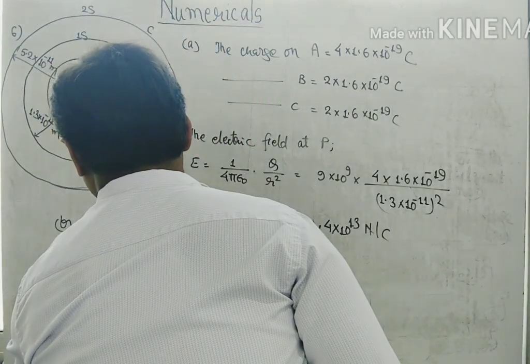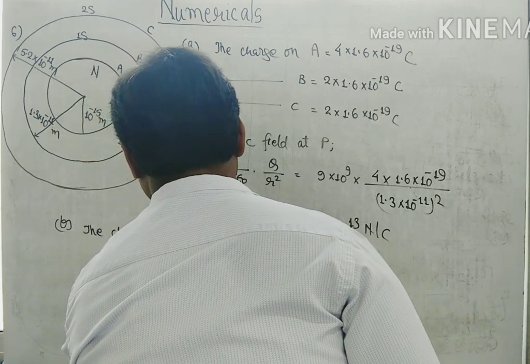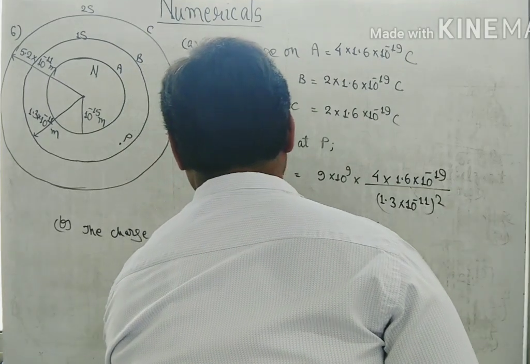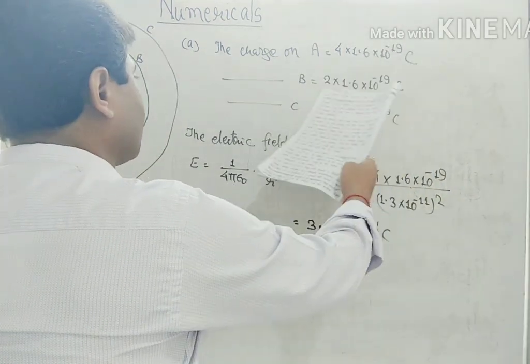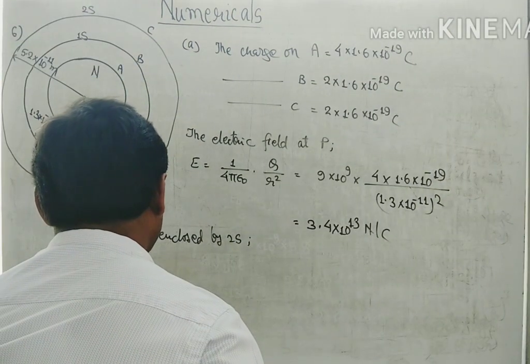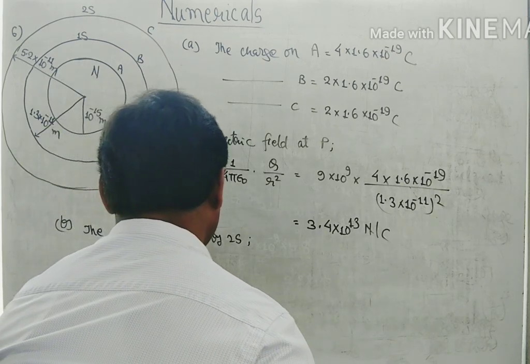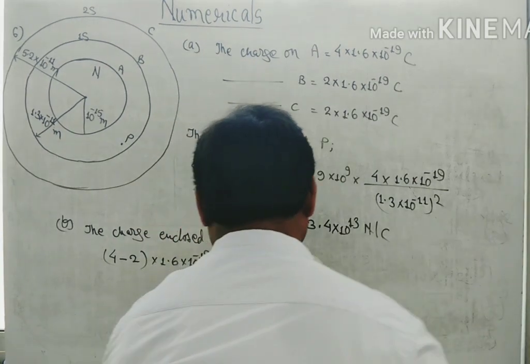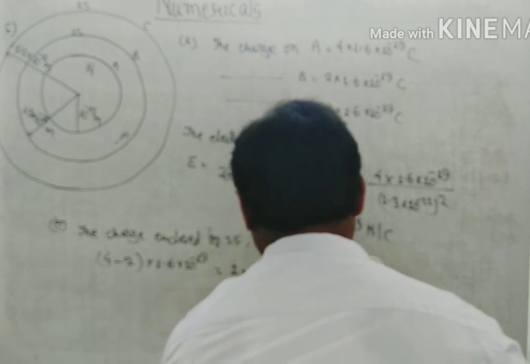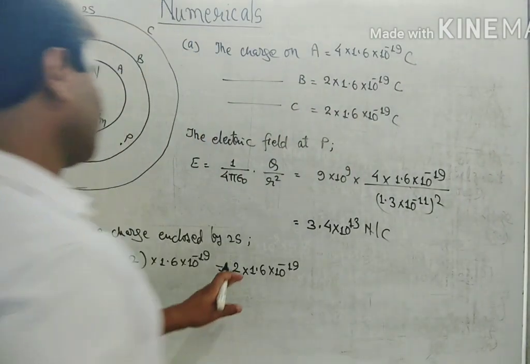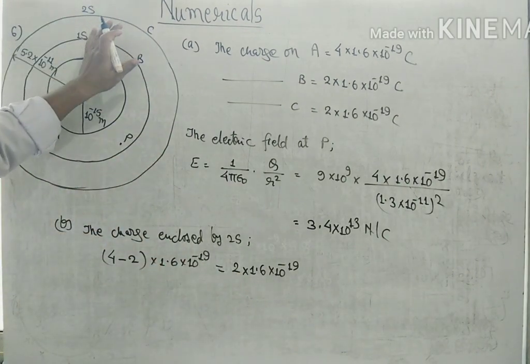So we must write now the charge enclosed by 2s. It is actually this 4 minus this. So 4 minus 2 into 1.6 into 10 to the power minus 19, and this is going to give us 2 into 1.6 into 10 to the power minus 19. So these are simply the charges which are enclosed by this 2s spherical cloud.